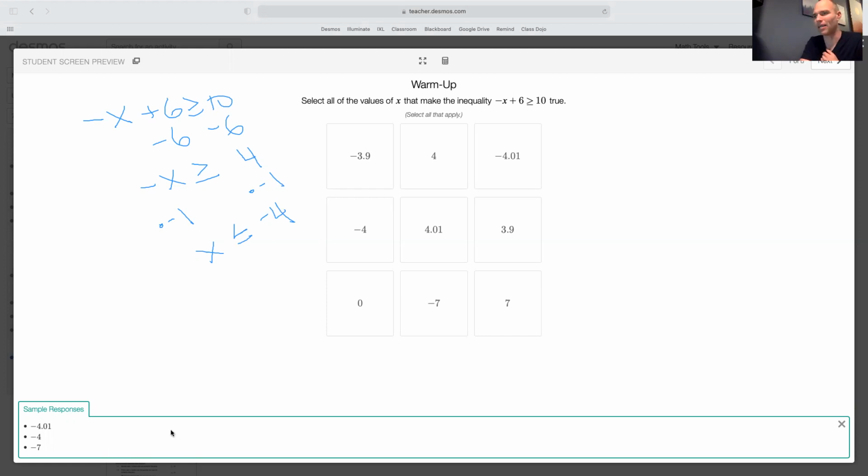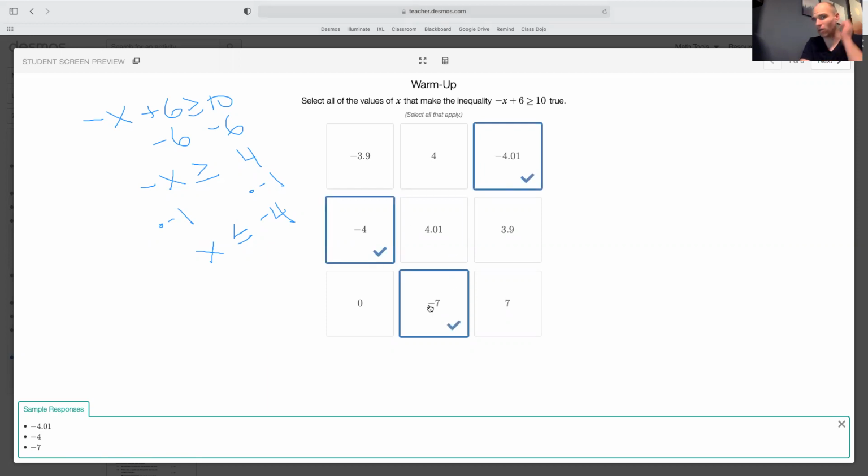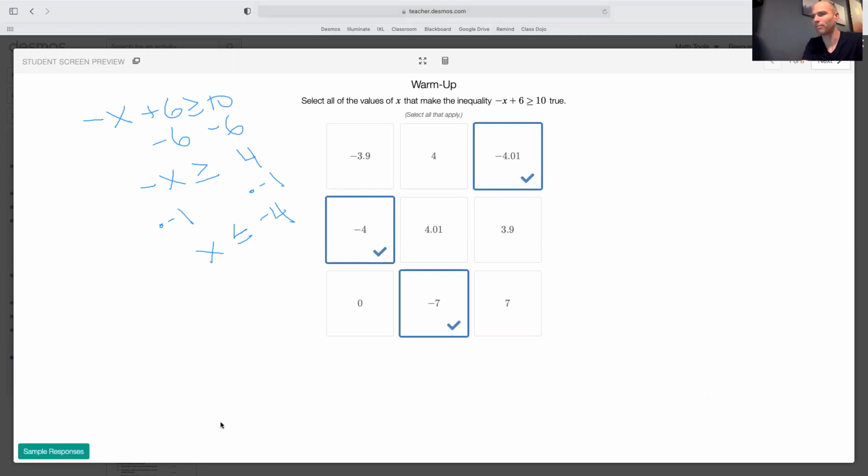And now it's easy to go through and pick the right answers, right? They're already down here at the bottom for you, but negative 4.01 works, negative 4 works, and negative 7 works. So all the ones that are more negative than negative 4, or exactly negative 4. All right, cool. I don't want these answers on the screen. All right, let's move on.